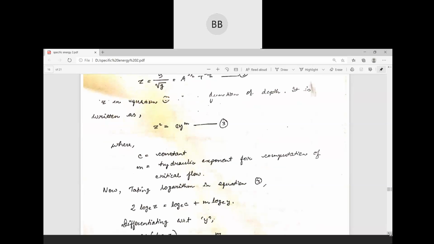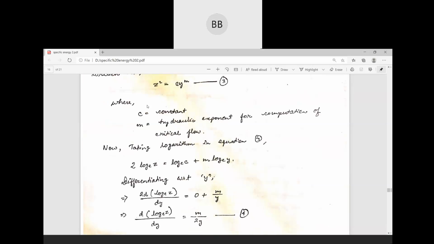Then you can write where C is your constant and capital M is nothing but your hydraulic exponent for computation of critical flow. And Y is your depth of flow. C is a constant and that capital M, that is Y to the power M, is nothing but your hydraulic exponent for computation of critical flow.